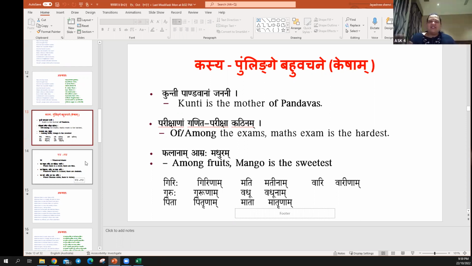Okay, so we know now Kasya, Kasyaha, Kasya, and then Kesha. Right? Kesham is the same. Kesham, and for Strilinga, it comes as Kasam. I didn't write it here. Kasam. And again for Napumsakalinga, Kesham.